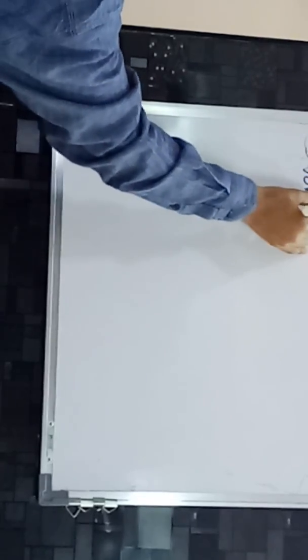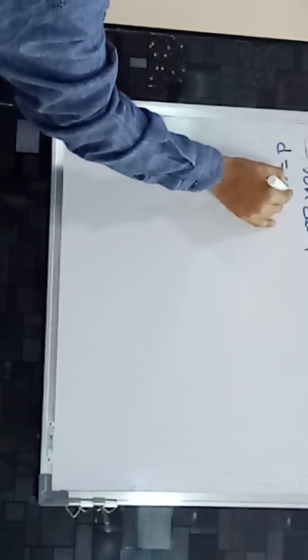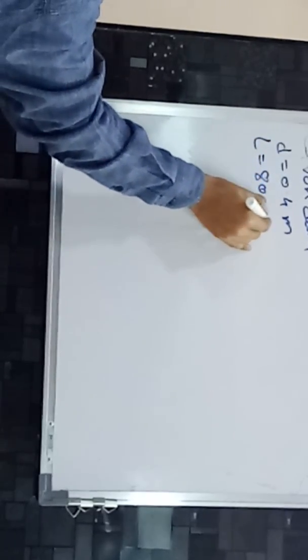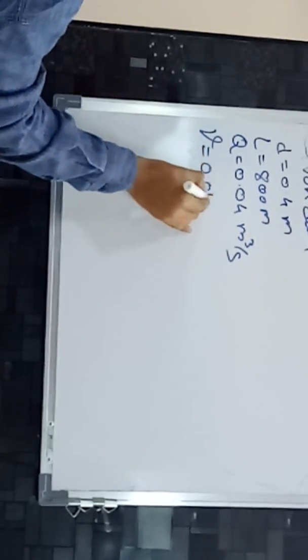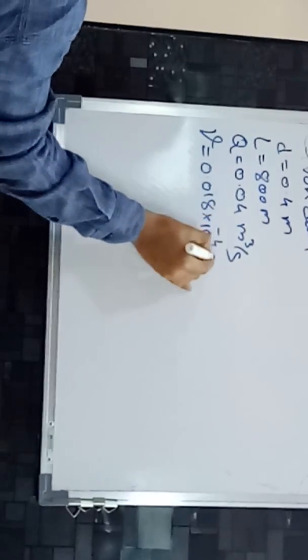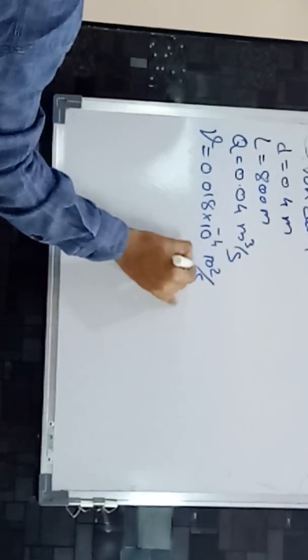Okay, given data. What is given? D is given 0.4 meter, then length 800 meter. Q is 0.04 meter cube per second. Then kinematic viscosity they are given in stoke, so directly I will write here meter square per second.